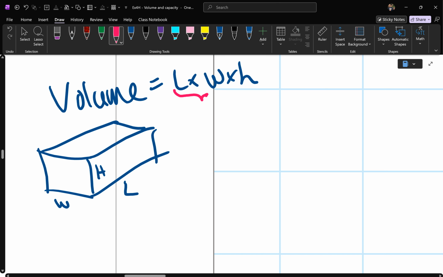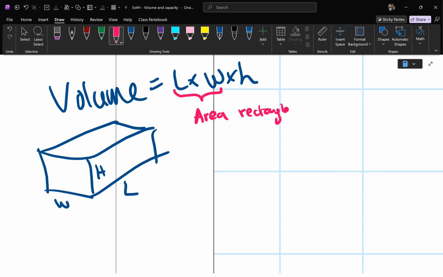Notice here, length times width. That's the area of a rectangle. If you look at the width and length here, you're actually just finding the base area. See that? You're just finding the area of the bottom, which is a rectangle. It's 2D. Why do you times it by height?